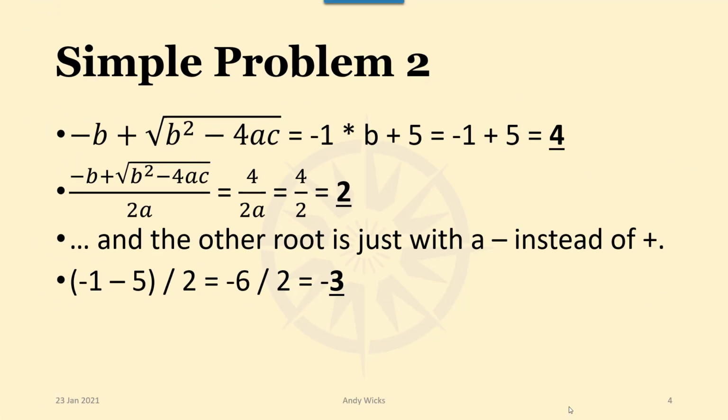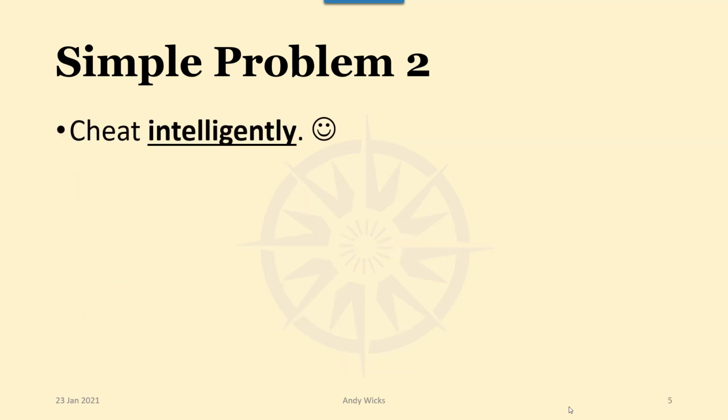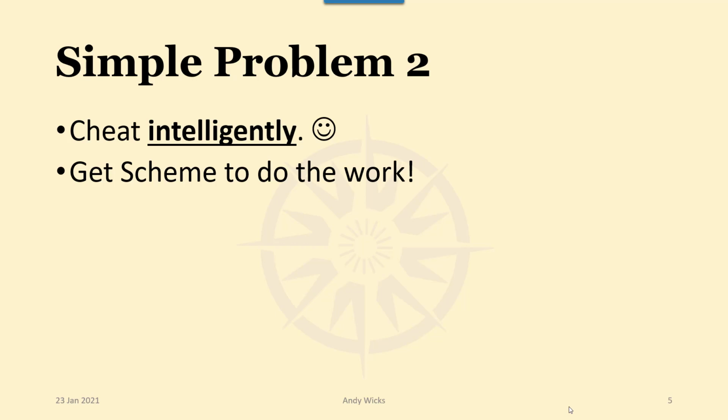As you can see, we've got the two roots that we expected, but, and it's always a big but, we've calculated the roots of 2 and minus 3, but we always have to check. The roots of a quadratic equation should give us 0 if we put these roots into this equation. That's what the roots of an equation are. So let's try that. But what we're going to do is cheat intelligently. It's the intelligently bit that matters. We're going to get Scheme to do the work.